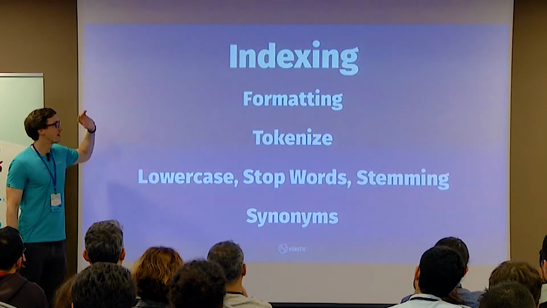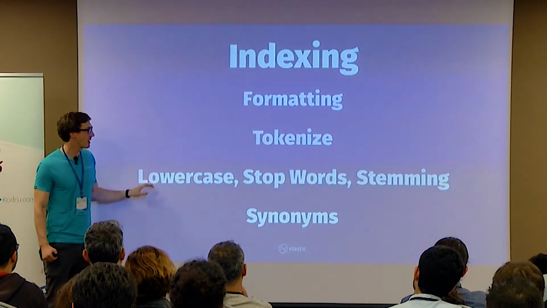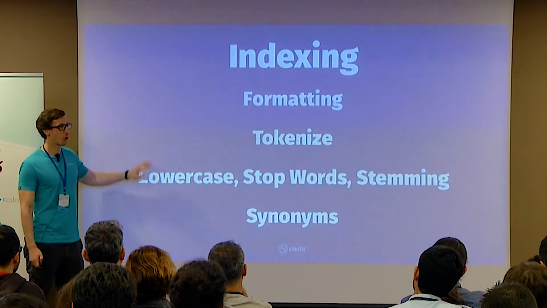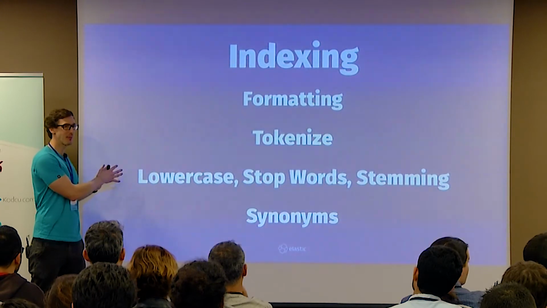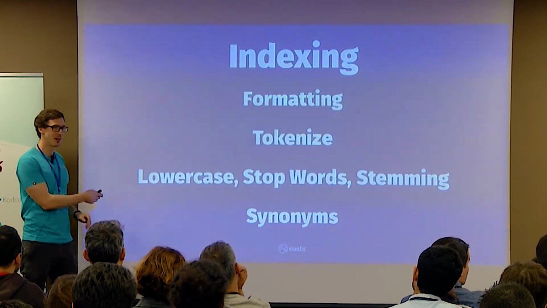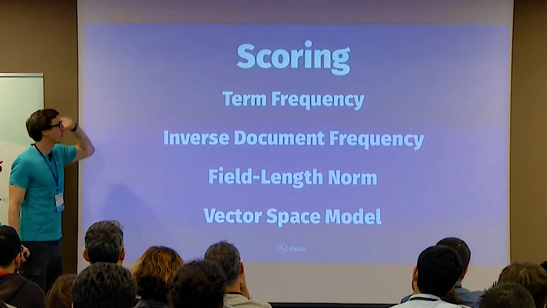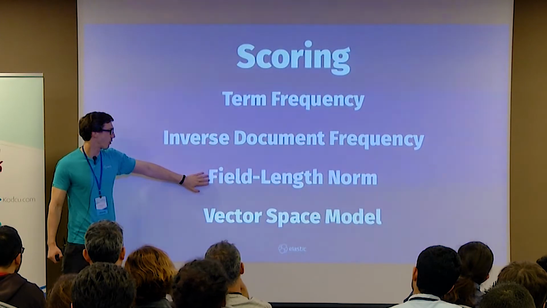Yeah, we've seen throughout formatting, tokenizing into tokens, lowercase, stop words, stemming, and you can optionally add synonyms. That is kind of the storing part when something is stored. That is what a relational database does not do. This is just what is done by full-text search. Then we have the scoring. We have seen TF, IDF. We have seen the field length plays a role.